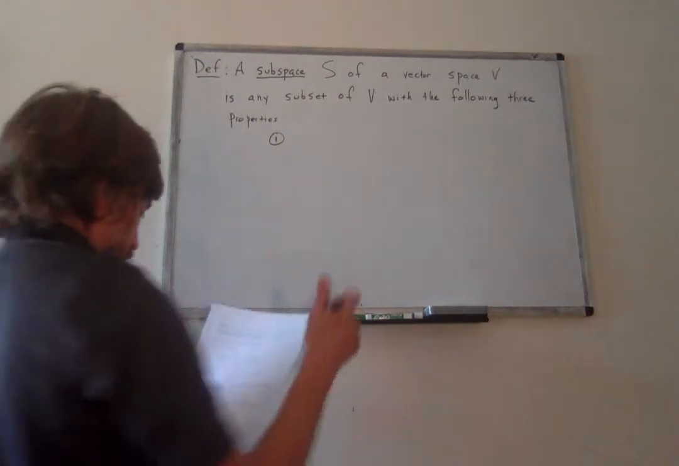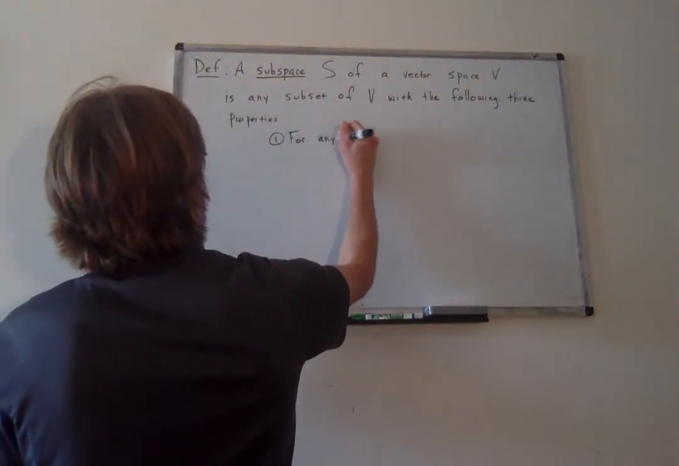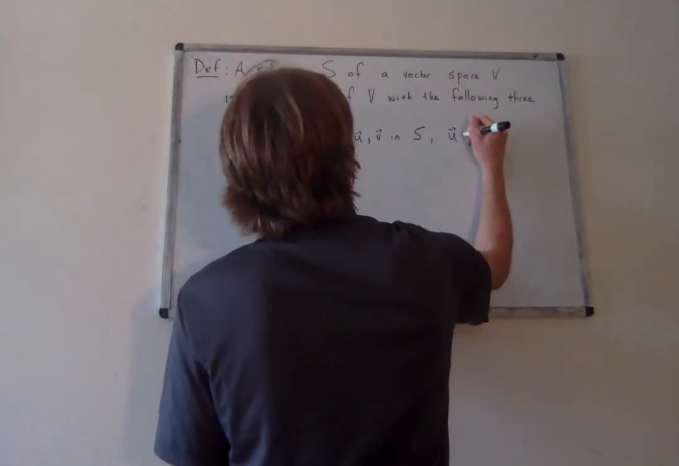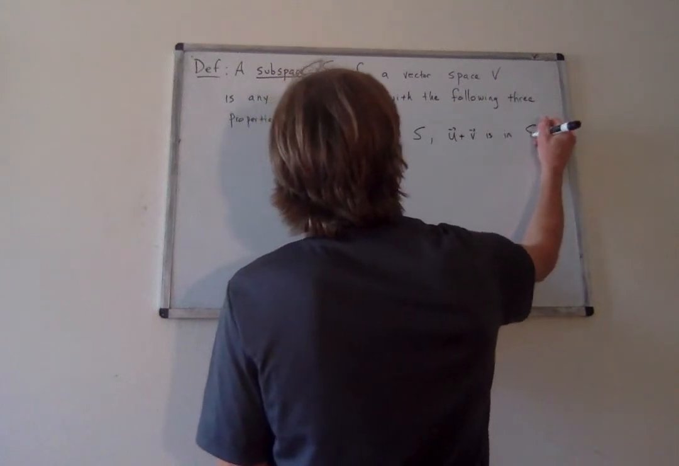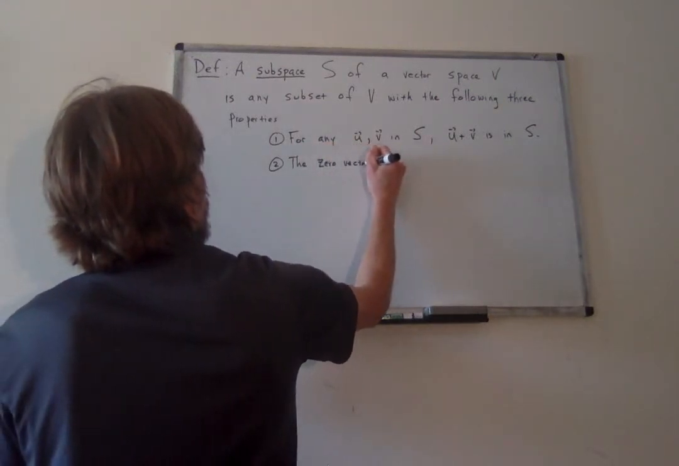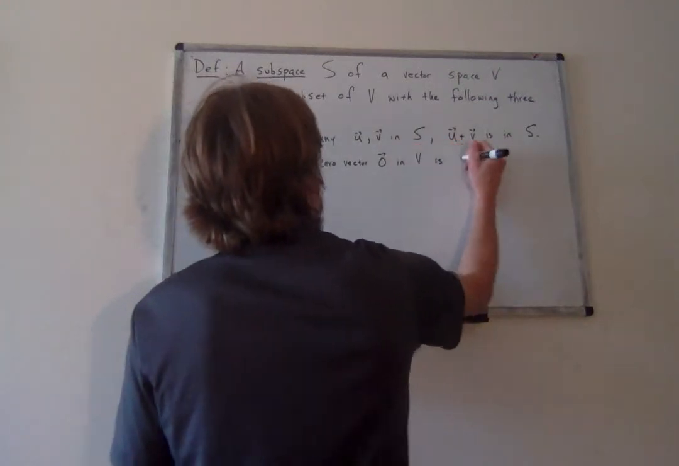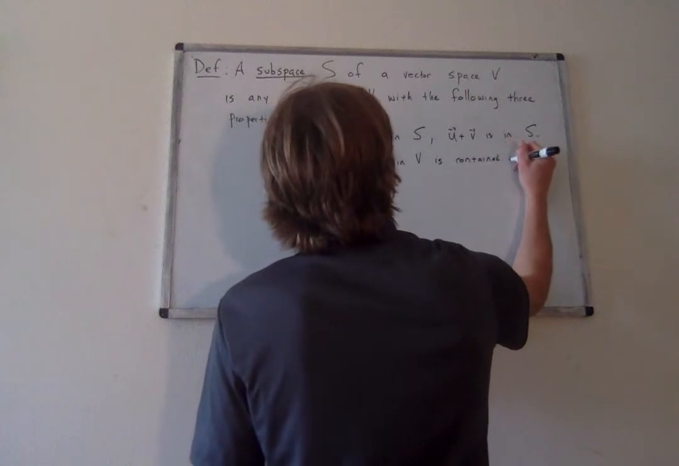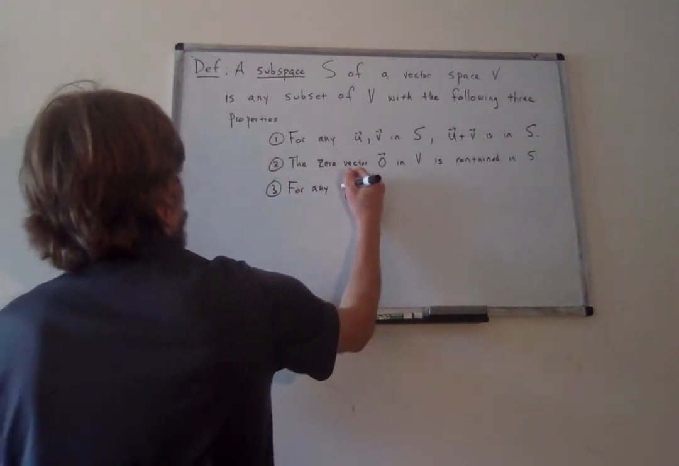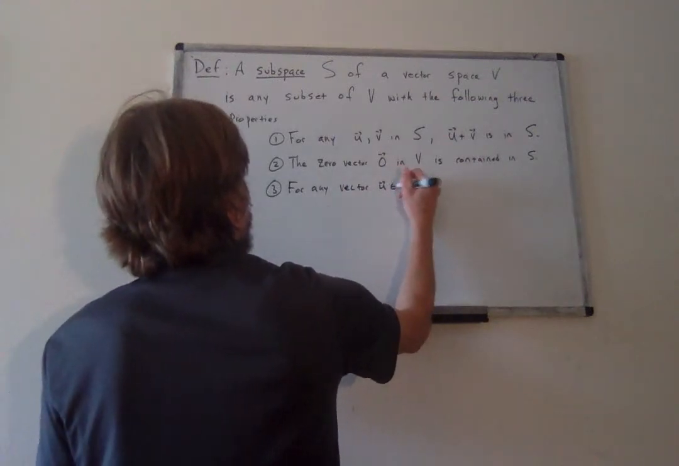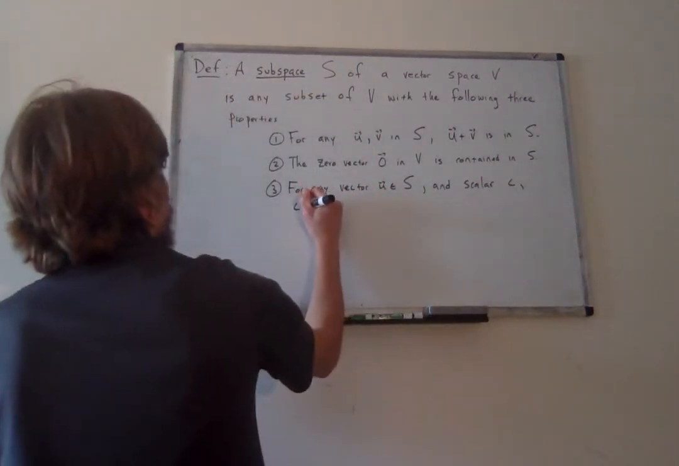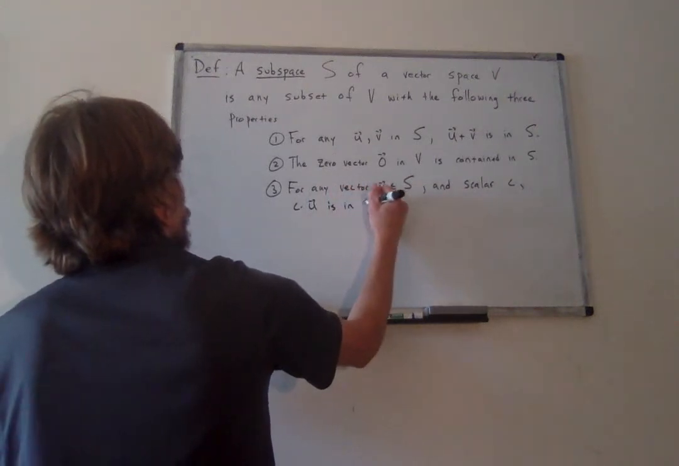Well, it should be closed under addition, right? So that is, for any vectors u and v in S, the sum u plus v is in S. 2, the 0 vector in V is contained in S. And 3, for any vector u in S and scalar C, C times u is in S.